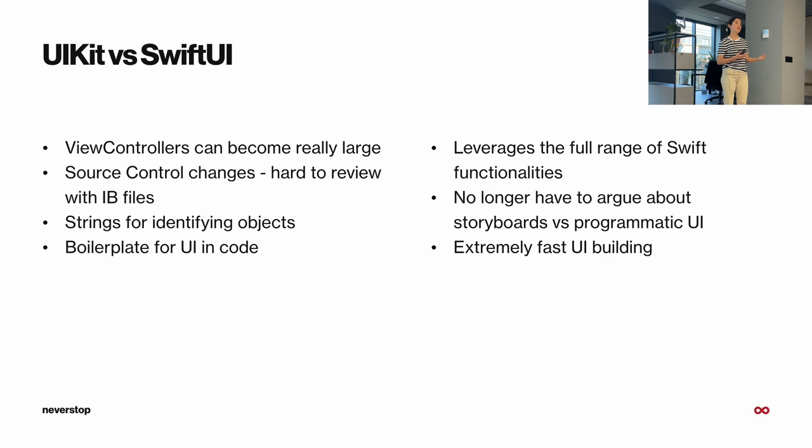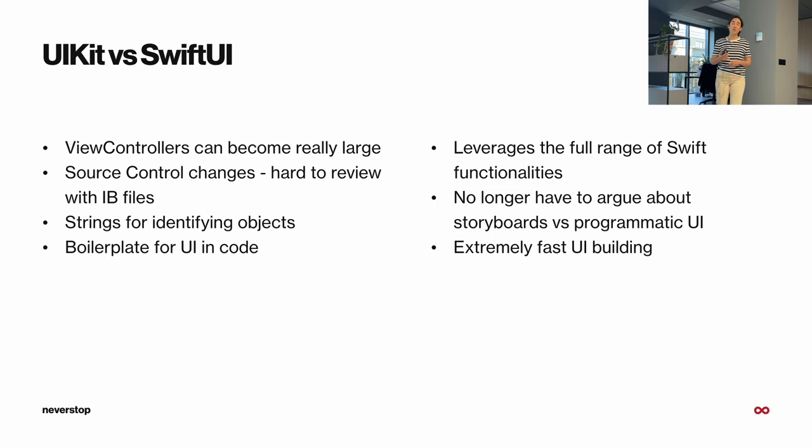So whenever we needed to instantiate a view controller using a storyboard, we needed to use the string that identifies that object. And of course, as you already know, working with strings is not really type-proof, and errors can, and of course, did occur from time to time.